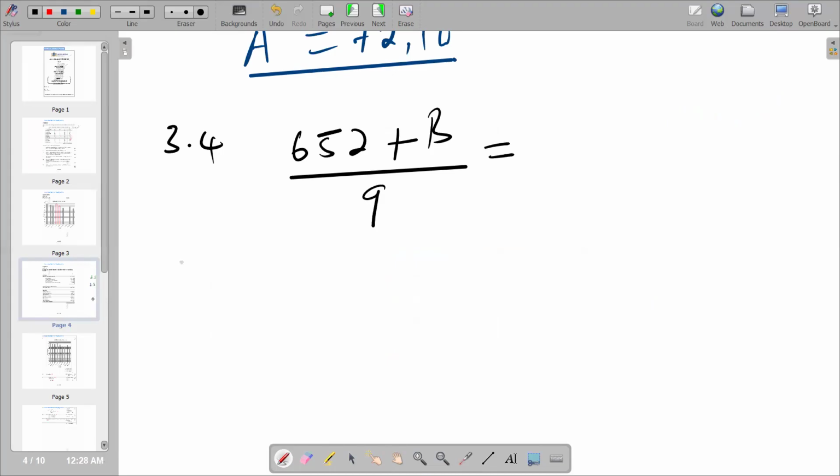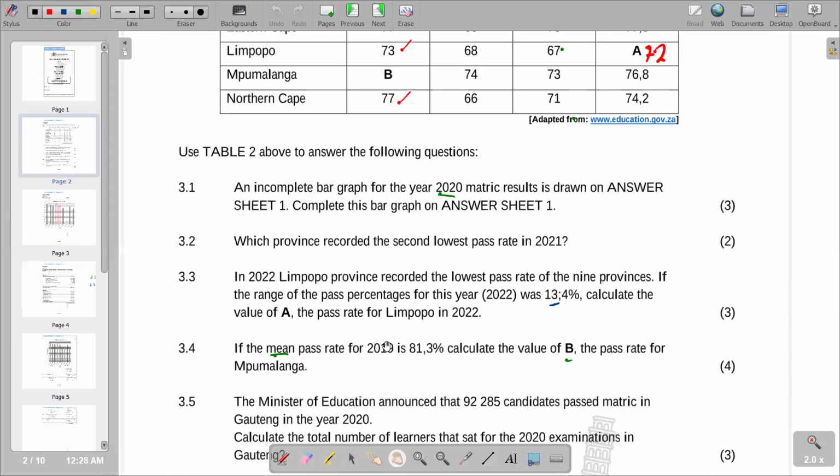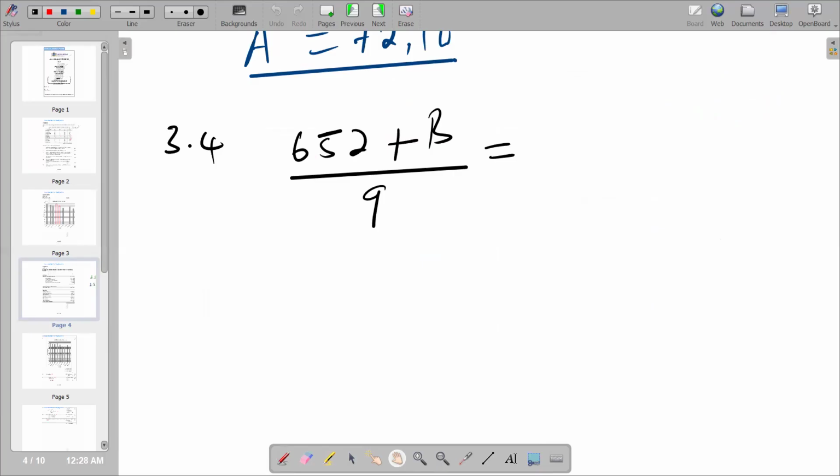So if you do that, you get the mean that you are given. If you go back to the question, you see that the mean you are given is 81.3. So if you divide there, you're supposed to get 81.3. So with that now, we can find our B.